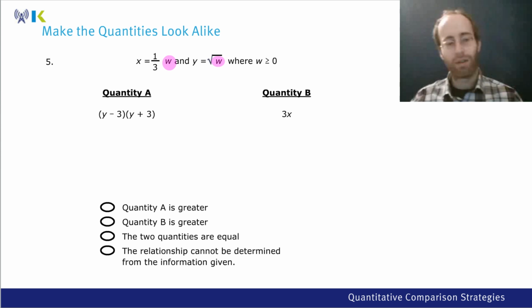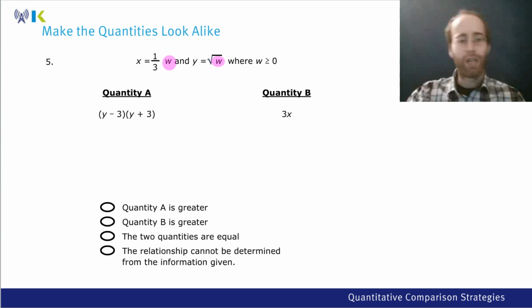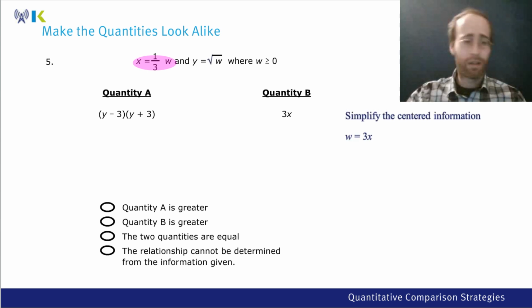All you have to do is solve each equation for w instead of having it solved for y and for x. So let me know in the chat, folks. If you take that first equation, x equals 1/3 w, and rewrite it so that it is solved for w, what do you get? Well, you multiply both sides of the equation by 3, and then you get w equals 3x. Hey, that's convenient. So apparently quantity B is just w.